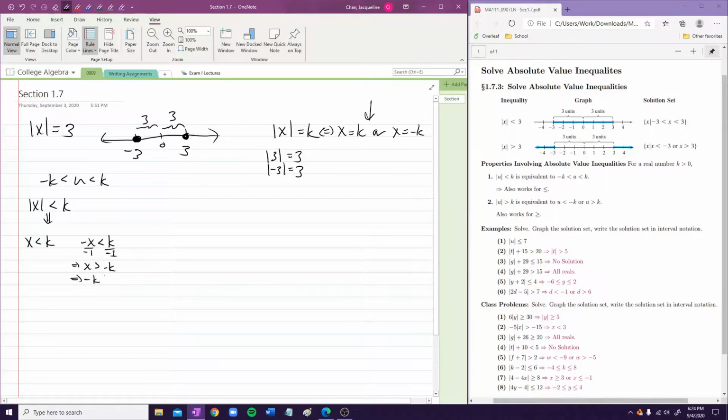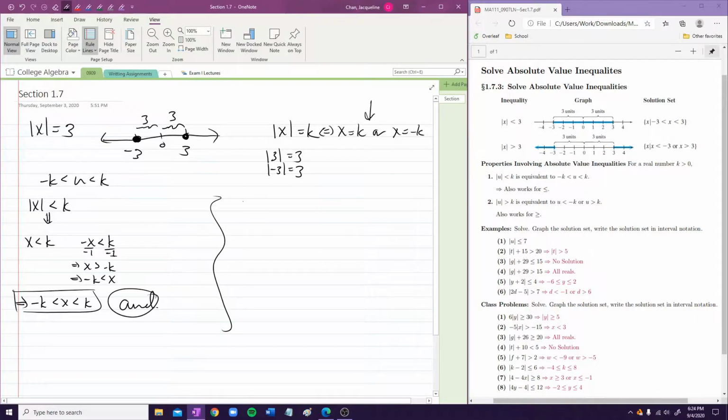If I rewrite this, I can say -k is less than x. The reason we put these as between is that I have -k less than x, but we also have x less than k. So you can smush those together. I get -k less than x, which is less than k. This is between. With anything between like this, the compound word is and. It's not explicitly said, but that is it.